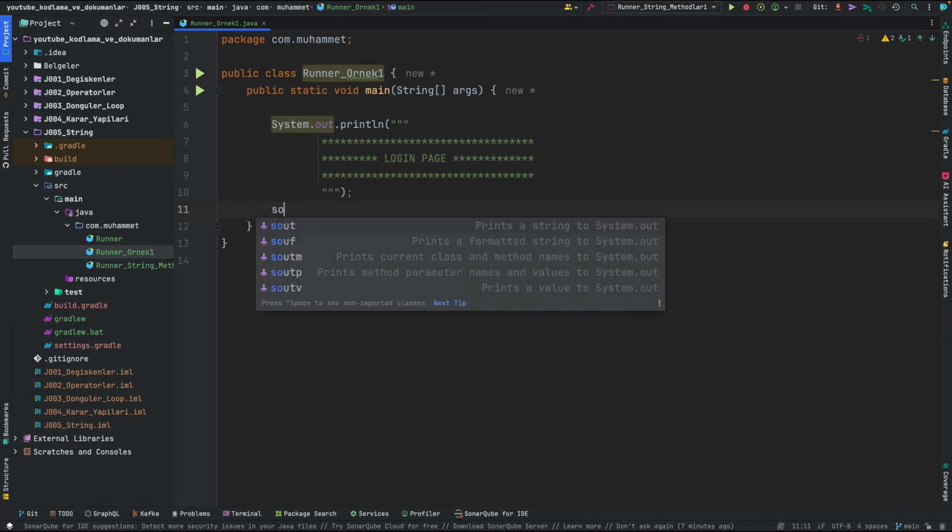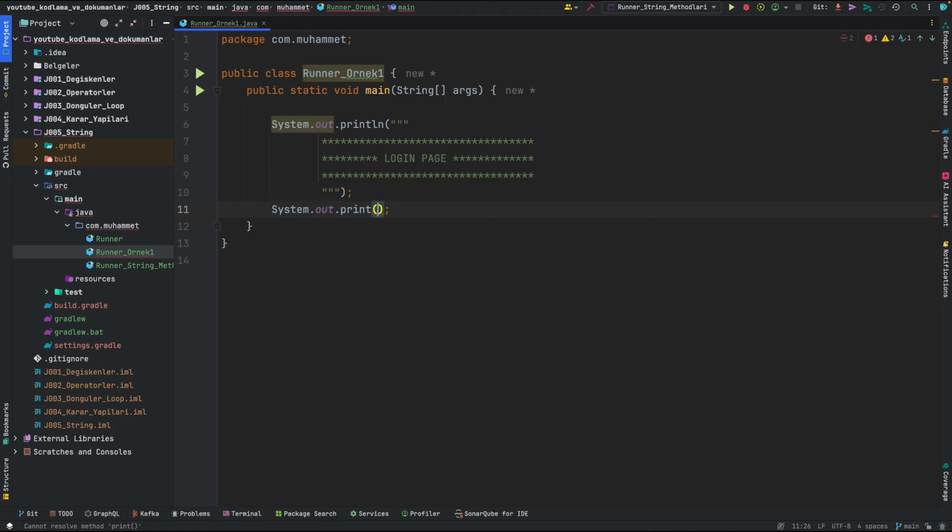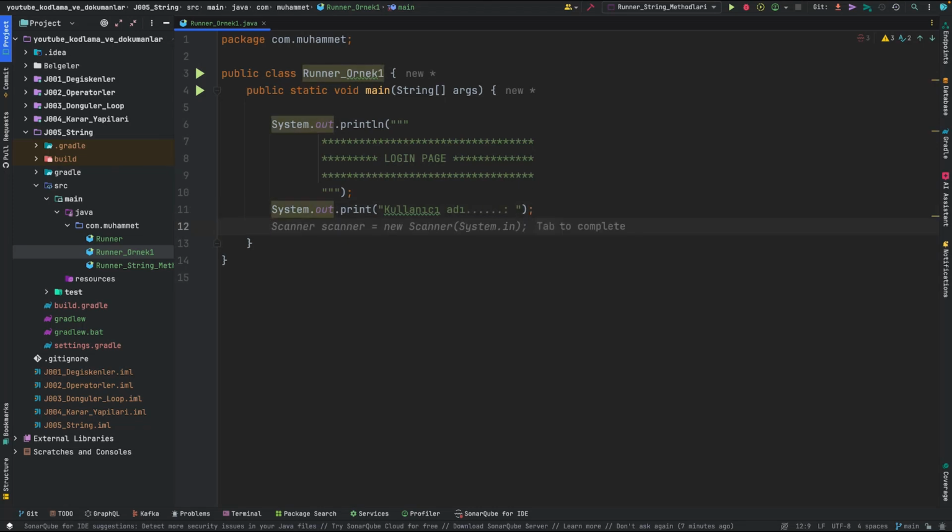So, I'm taking the system. This too. First the name. Then what will we get? System, then password.